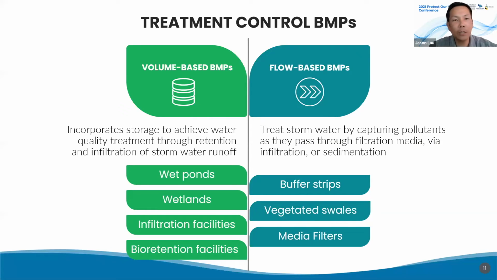Okay, so this part didn't change. Treatment control BMPs. You have volume-based BMPs, which rely on retention and storage of runoff, and pollutants are removed through sedimentation and infiltration. Flow-based BMPs, in which pollutants are removed as they pass through the BMP, such as buffer strips, vegetated swales. These are also described in more detail in the revised manual.